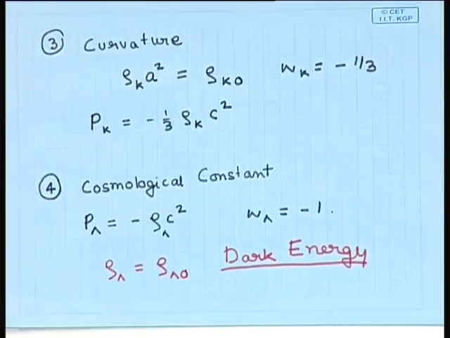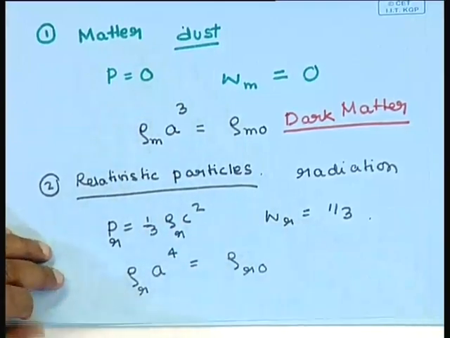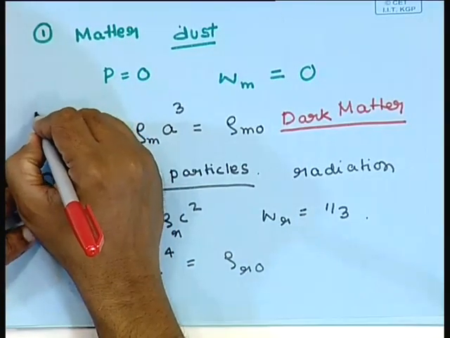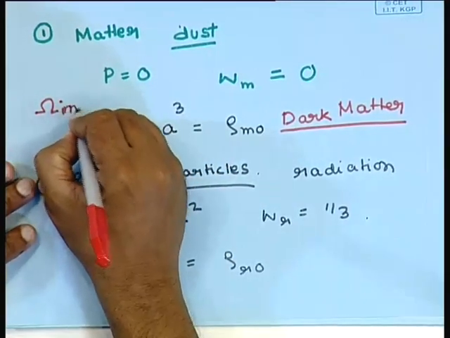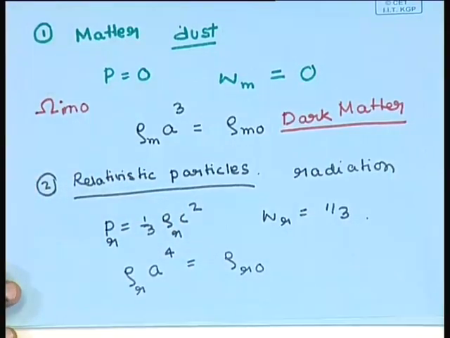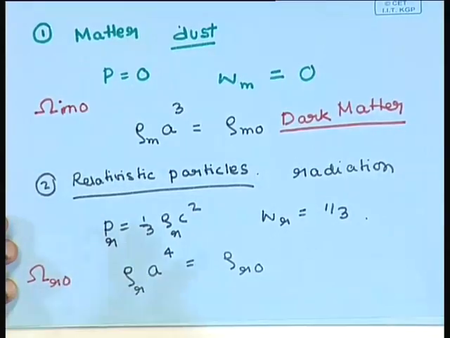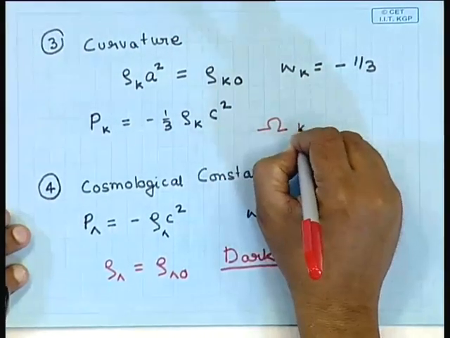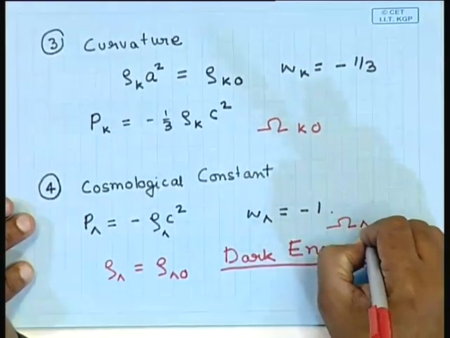substantial negative pressure. Now, we are going to be dealing with a universe which has these 4 components, and each of these components is quantified by the respective density parameter, the value of the respective density parameter at present. So, the matter is going to be quantified by omega matter naught. It tells you what fraction of the critical density is at present in the form of matter. Then we have the radiation, so omega relativistic particles naught. We have the curvature omega k naught, and we have the cosmological constant omega lambda naught.